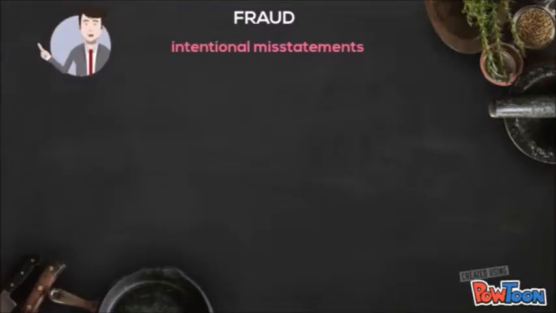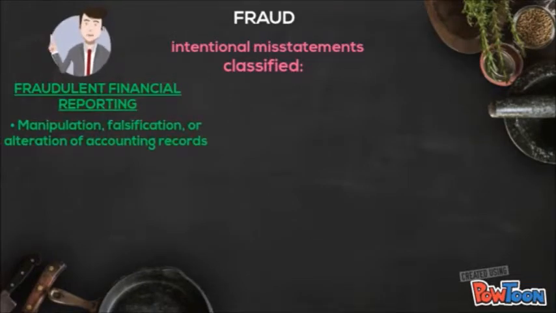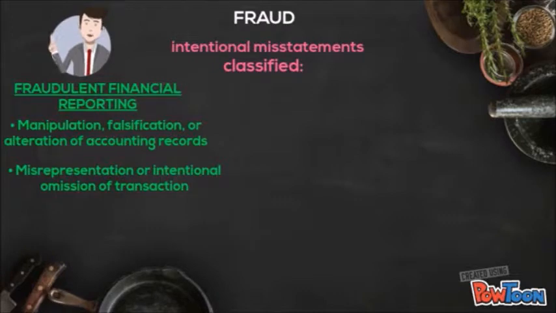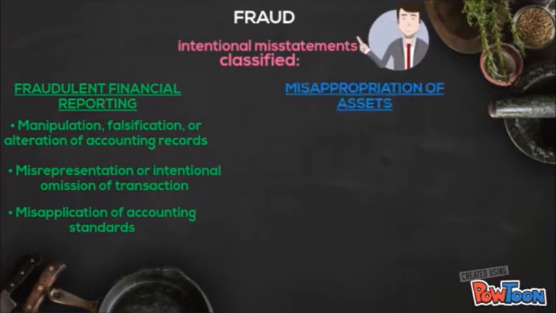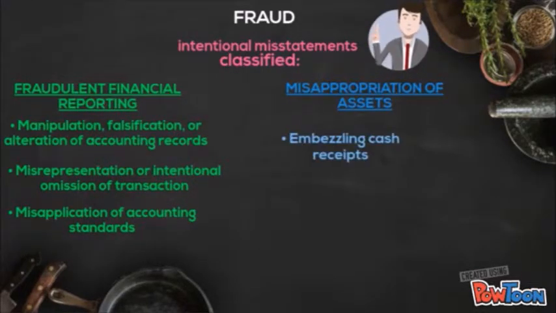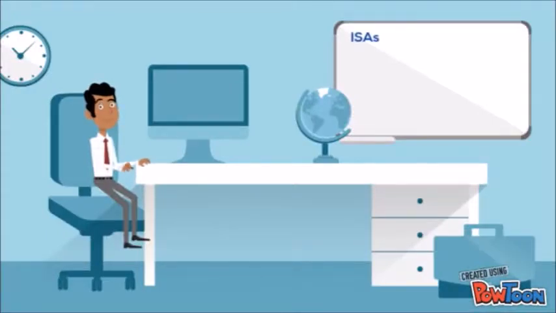Fraud is an intentional misstatement and may be classified as fraudulent financial reporting, which involves acts of manipulation, falsification, or alteration of accounting records or supporting documents, misrepresentation or intentional omission of transactions in the accounts, and misapplication of accounting standards. The second classification is misappropriation of assets, which involves acts of embezzling cash receipts, stealing assets, and payment for goods or services not received. For the purposes of the AUD6, the auditor is concerned with fraud that causes a material misstatement in the financial statements.